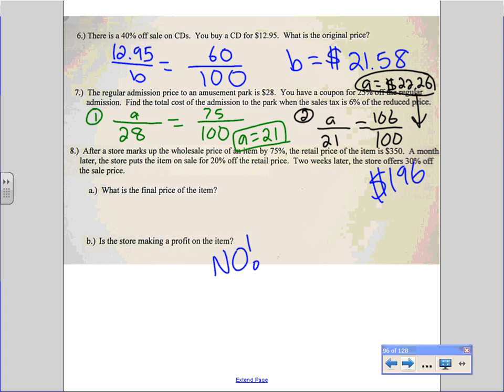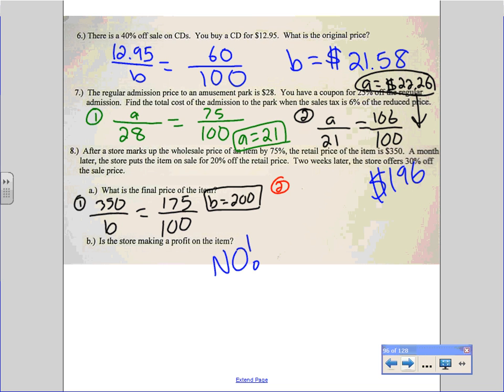Okay. So for number 8A, let me go through. Step 1 is you need to find the wholesale price. So we know that the retail is $350. We need to find the original. We know the store marked it up 75%. So once you solve that, you get the wholesale price is $200. I'm just kind of going through how to set them up. You okay so far?